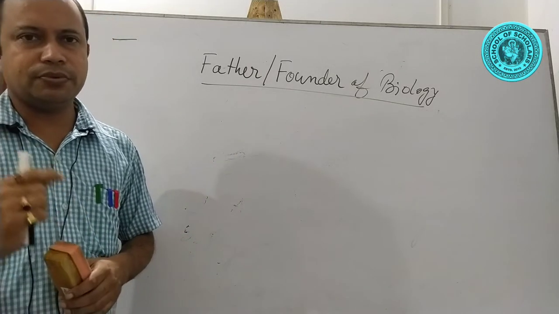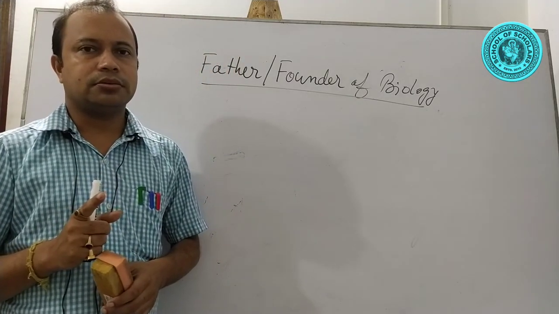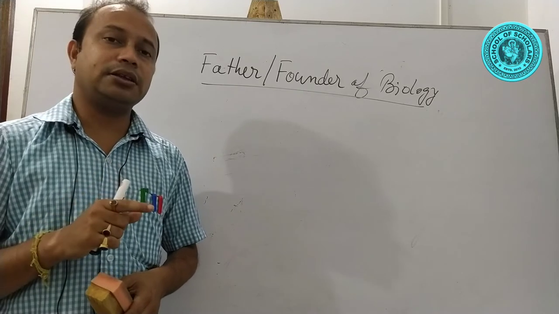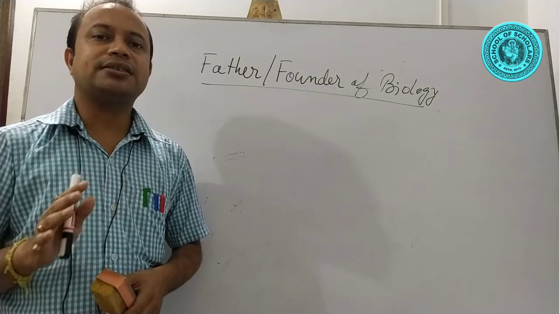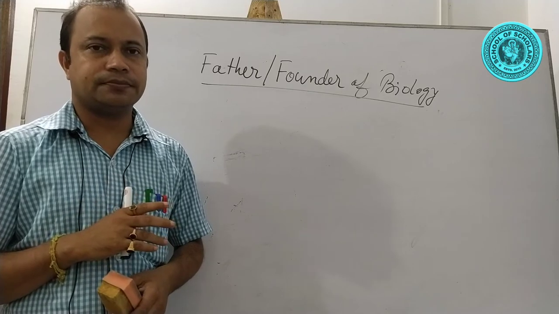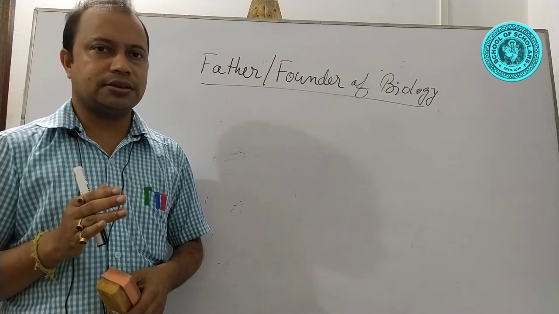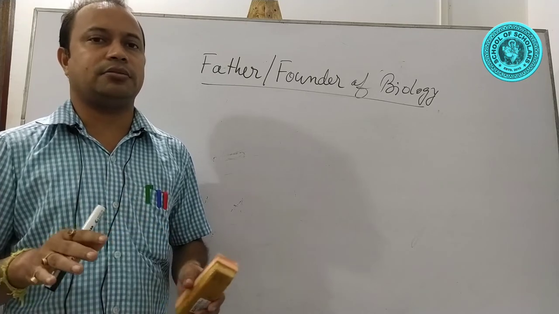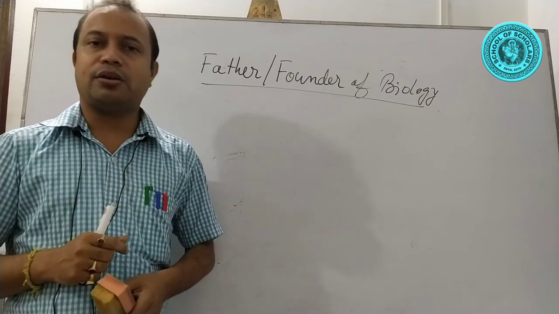As for example, Aristotle is regarded as the father of zoology, and Aristotle is regarded as the father of biology also, and Theophrastus was regarded as the father of botany. If you see taxonomy, Carolus Linnaeus was regarded as the father of taxonomy. Taxonomy means overall taxonomy. But another scientist, Santa Pau, is regarded as the father of Indian taxonomy.